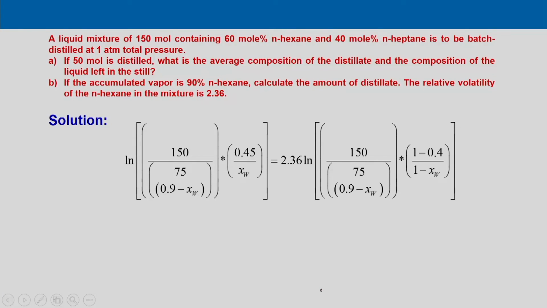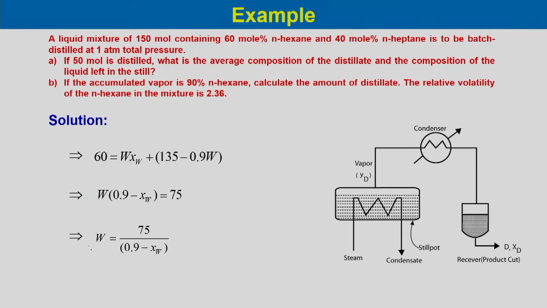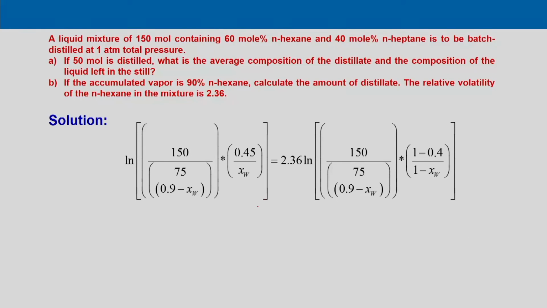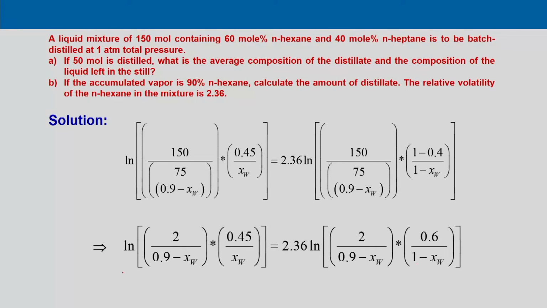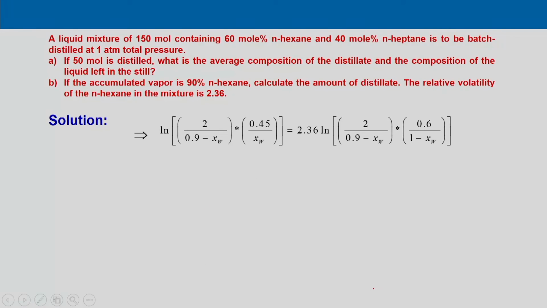So, in the integral equation, the Rayleigh equation, if we substitute the values of W, the Rayleigh equation can be written like this, and you will obtain ln(2/(0.9 − x_W)) × 0.45/x_W would be equal to 2.36 ln(2/(0.9 − x_W)) × 0.6/(1 − x_W). So, this we can solve iteratively, and we can obtain the value x_W is equal to 0.206.